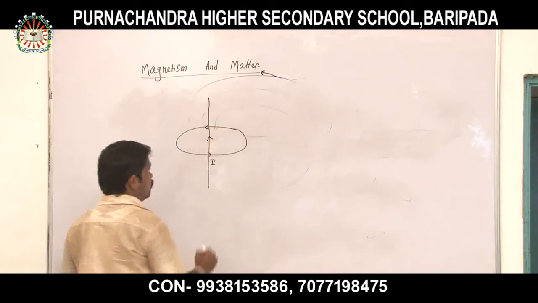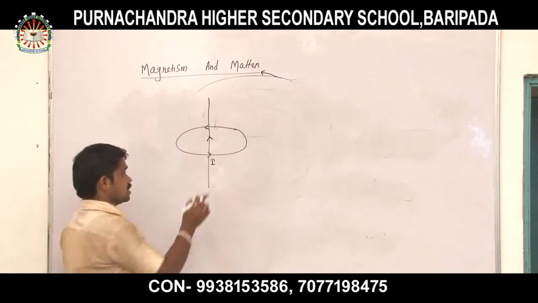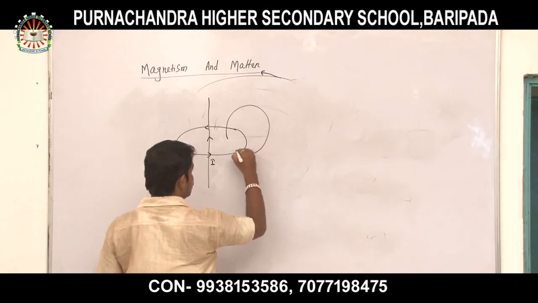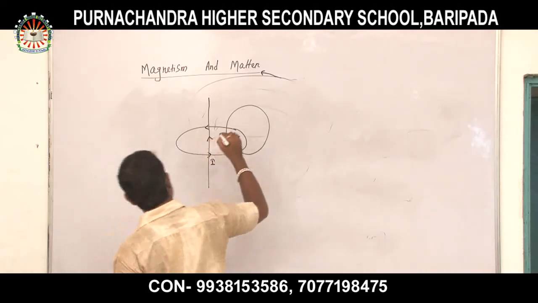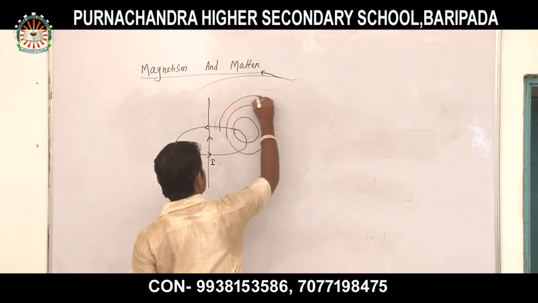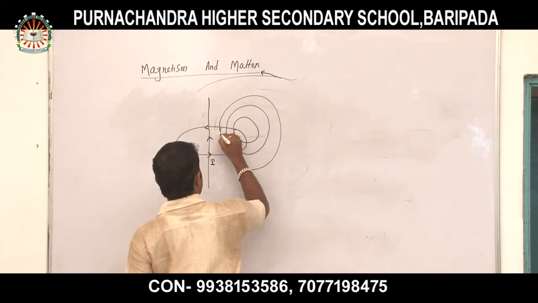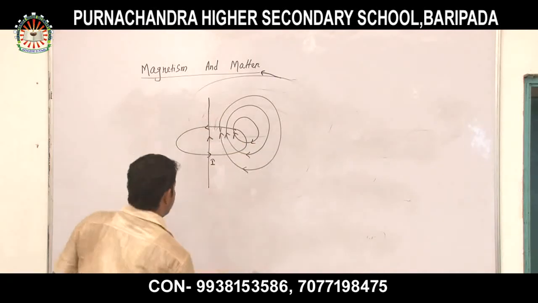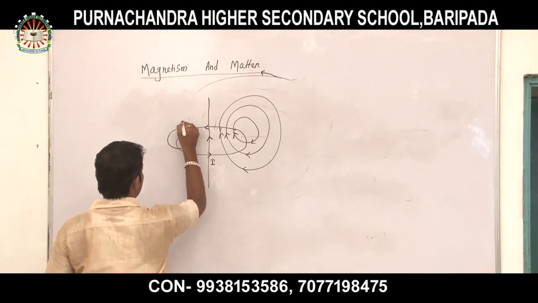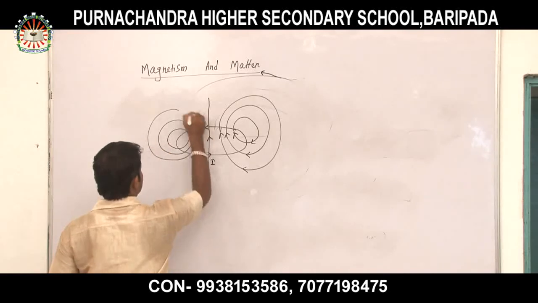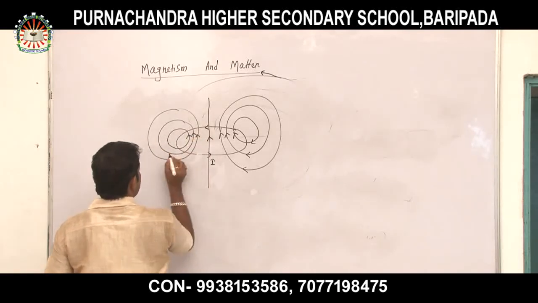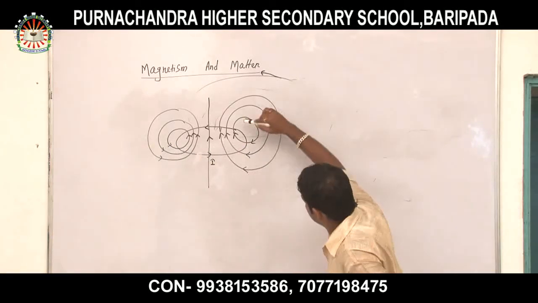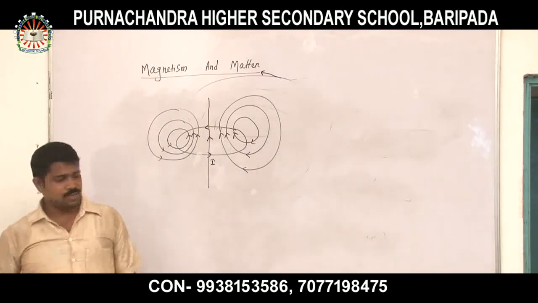At the center the field is approximately in a straight line, but if you look at these ends, you will get this type of magnetic field. The field lines are emerging out at the upper face and emerging into the lower face. Similarly at this end also. Understood? So this is the direction of the magnetic field.